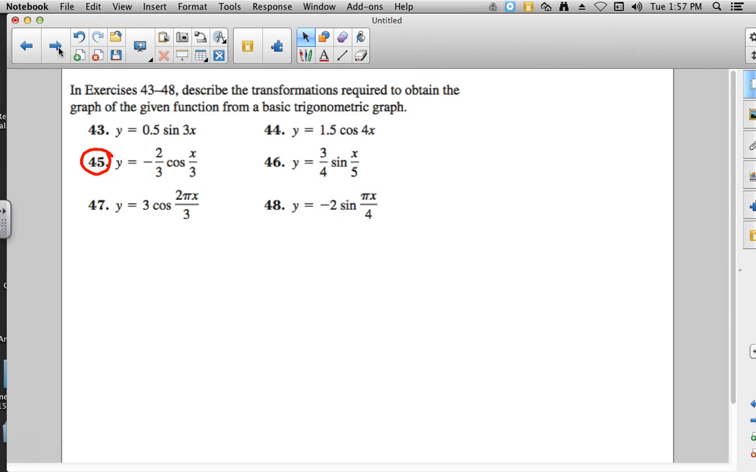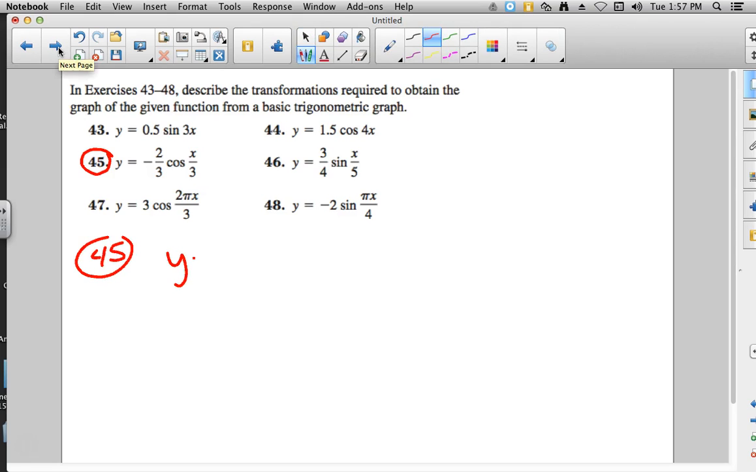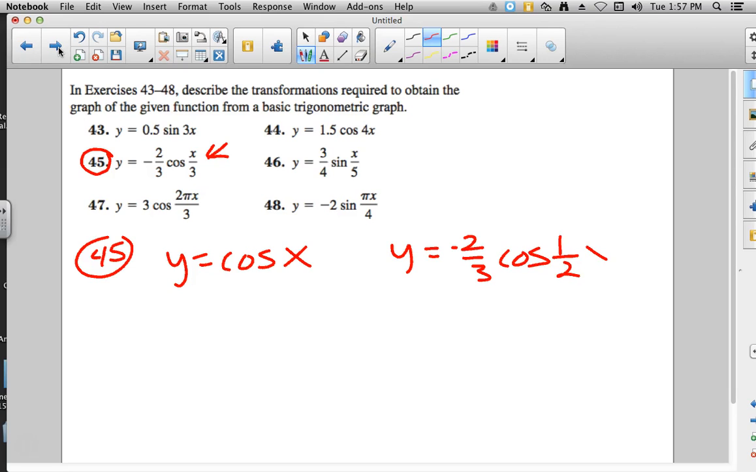Number 45 says, describe the transformations required to obtain the graph of the given function from a basic trigonometric graph. So for number 45, my basic trigonometric graph would be y equals cosine x. That would be my parent function. And I think, okay, what's really going on here to get it to look like this? Well, it would be y equals negative 2/3 cosine of 1/3 of x.